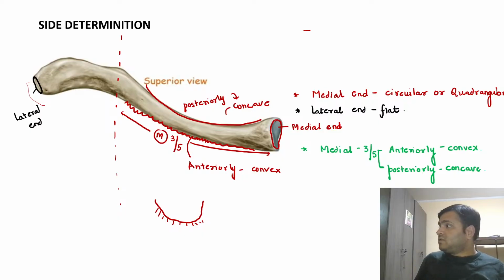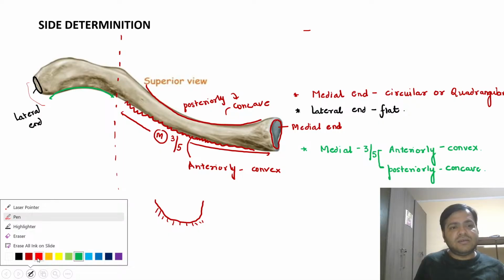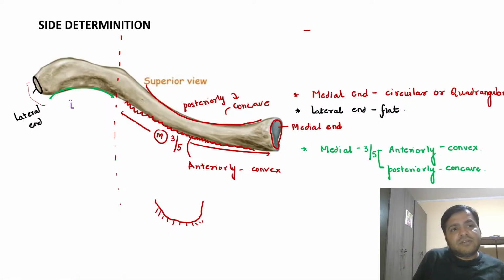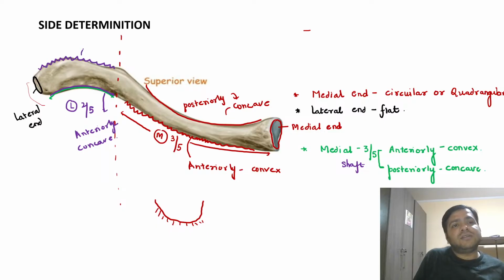Now, if we talk about the lateral 2/5, now just try to see the lateral 2/5 of the shaft. Okay, the medial 3/5 shaft, the lateral 2/5 anteriorly, बेटा ये cave जैसा बन रहा है, गुफा जैसा बन रहा है, so anteriorly it is concave, and posteriorly, lateral 2/5 shaft, it is convex, right?